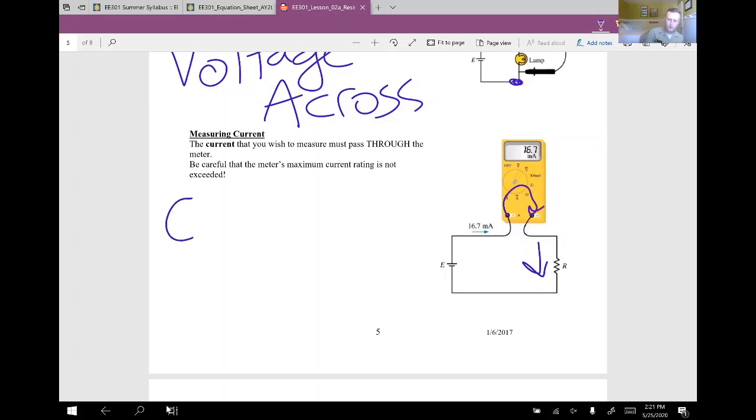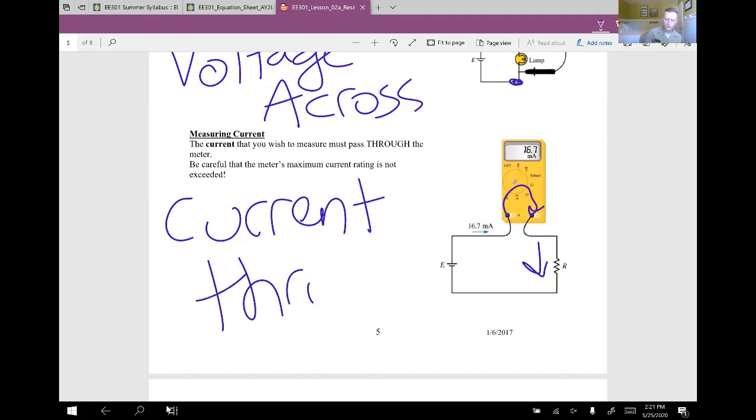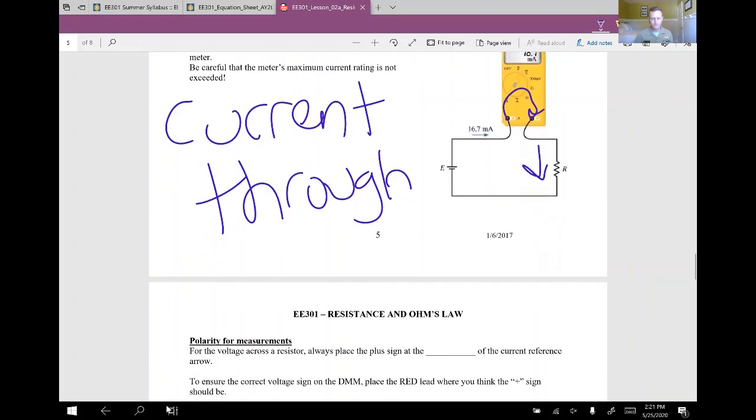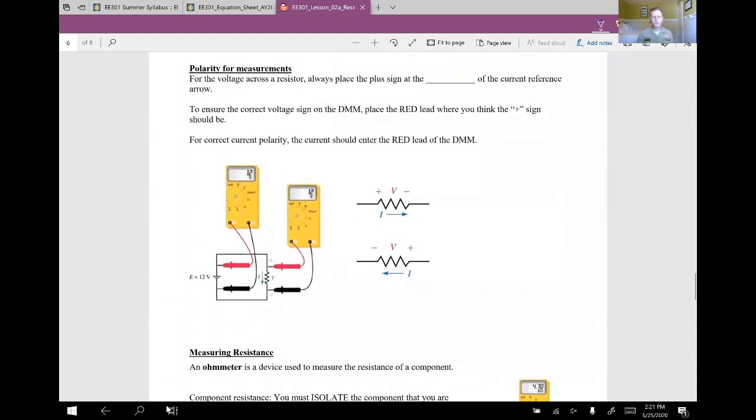And so we measure current through. Throughout this whole semester, always speak of voltage across, current through. It is not current across, it is not voltage through. And if we needed to measure the resistance of something, this is talking about polarity real quick.